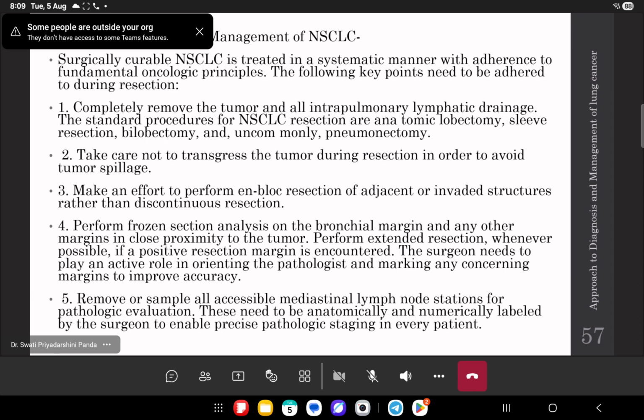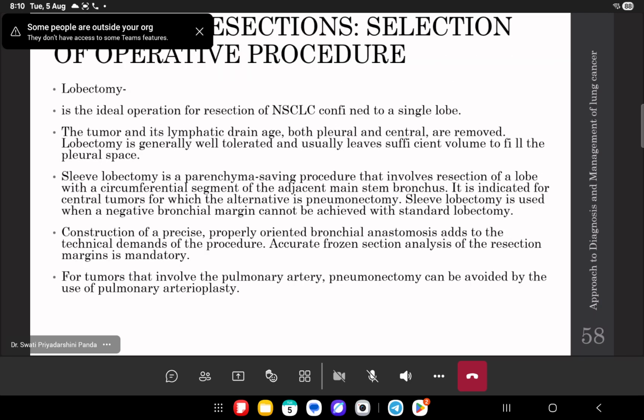The surgeon has to play an active role in orienting the pathologist and marking any concerning margins to improve the accuracy. Remove or sample all accessible mediastinal lymph node stations for pathologic evaluation. These need to be anatomically and numerically labeled by the surgeon to enable precise pathologic staging in every patient. Surgical resection, selection of operative procedure.